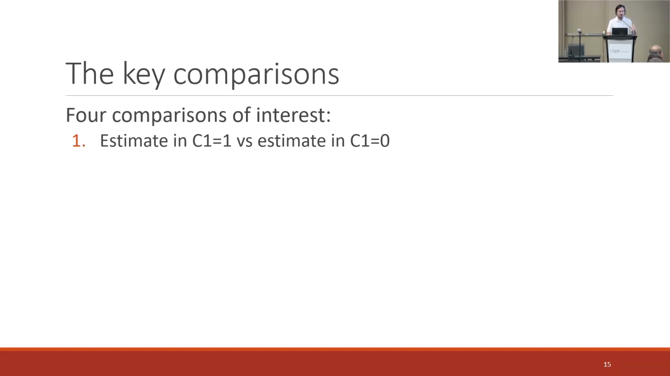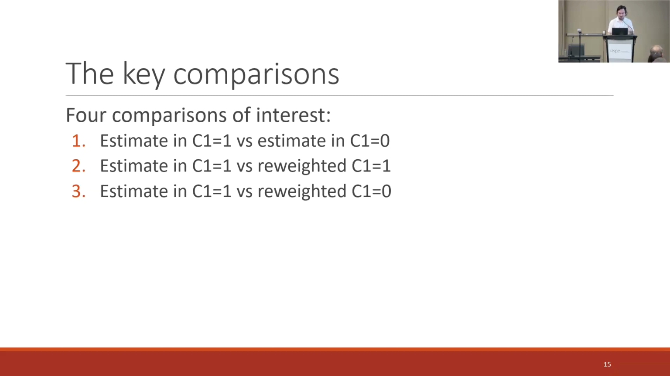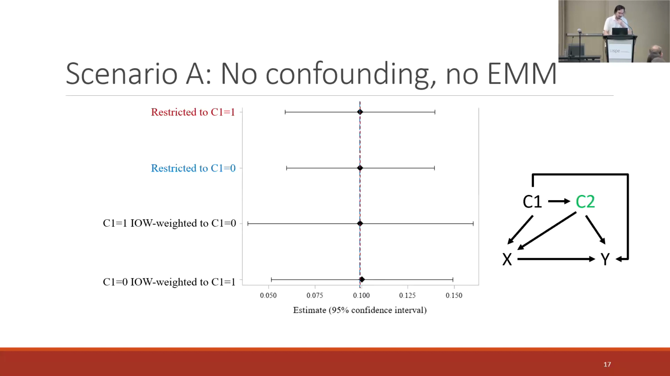So first, you compare those restricted estimates to one another. Then you compare the estimate in your stratum with less confounding to the estimate in that same stratum made to look like the other one. And then you do the comparisons of the reverse. And finally, you kind of sit down and have this kind of thought process that I'll walk through in a second. So first off, here's scenario A. So this is the scenario with no confounding and no effect measure modification whatsoever.